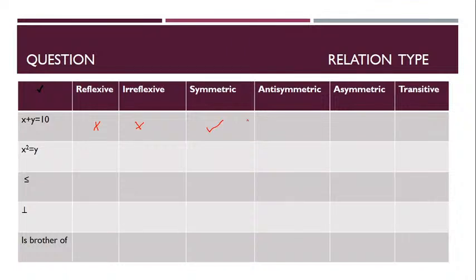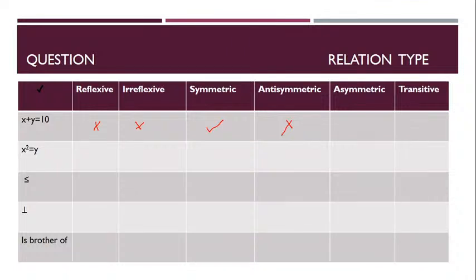What about antisymmetric? In the case of antisymmetric, the property is about the bidirectional edge. If symmetric is there, then 2 to 8, then 8 to 2, that indicates a bidirectional edge. So it is talking about no bidirectional edge. That means it is not antisymmetric.